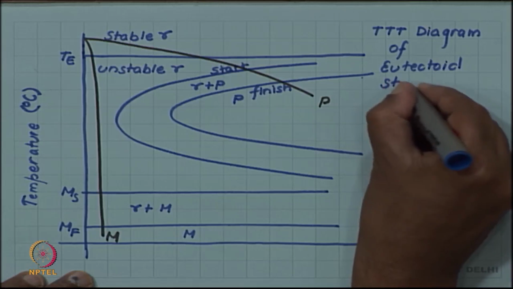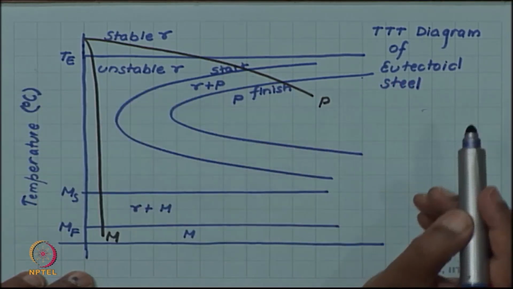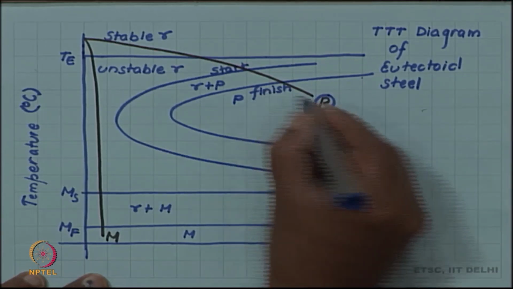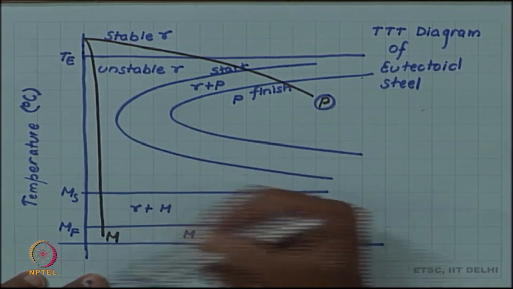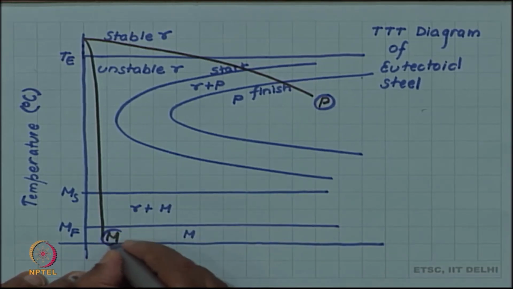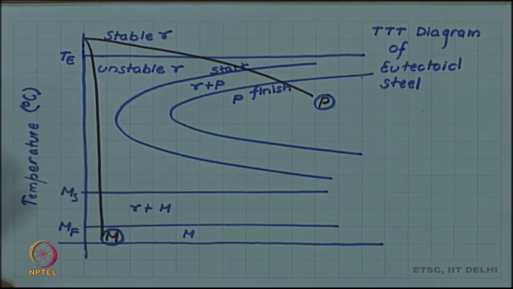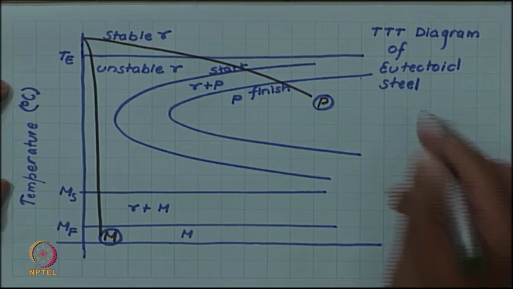We have seen how slower cooling will lead to formation of pearlite, either through annealing or normalizing, coarse pearlite, fine pearlite, and a very fast quench or a fast cool will lead us to martensite. This whole development of the TTT diagram was done by an American metallurgist named Edgar C. Bain.